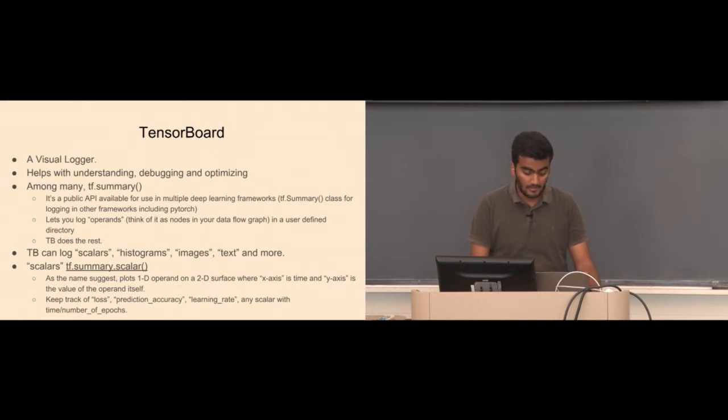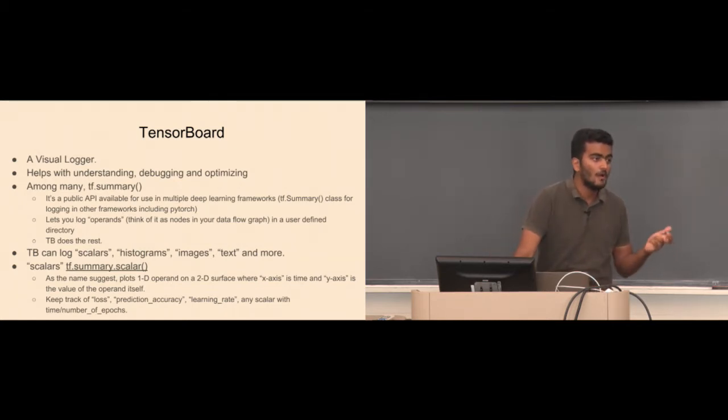It helps you, of course, understand, debug, and optimize the neural network that you have. And one of the most important APIs that we have for TensorBoard is the tf.summary API. Now, the tf.summary API is a public API that was originally designed for TensorFlow, but later adapted for other frameworks as well, like PyTorch. What it lets you do is log all the operands of your graph. When we are making a deep neural network, we are basically making a data flow graph. And in that data flow graph, we have the operands, and we need to plot those operands to see how the values are. So when I say that we need to log the operands, we basically log all the weight matrices, all the losses, and all the other values that we have.